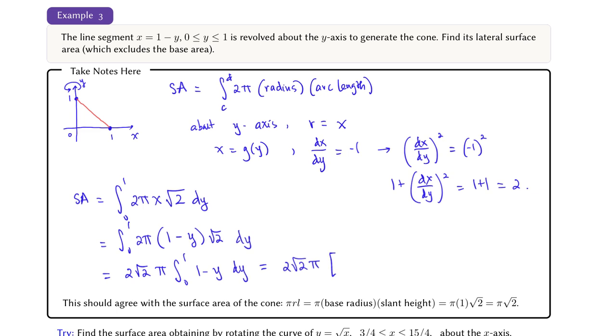is 2 root 2 pi times the antiderivative of 1 minus y, which is y minus 1 half y squared. Evaluate the antiderivative at y equals 0 and y equals 1. We obtain 2 root 2 pi times 1 minus 1 half minus 0, which is 2 root 2 pi times 1 half, or root 2 times pi.